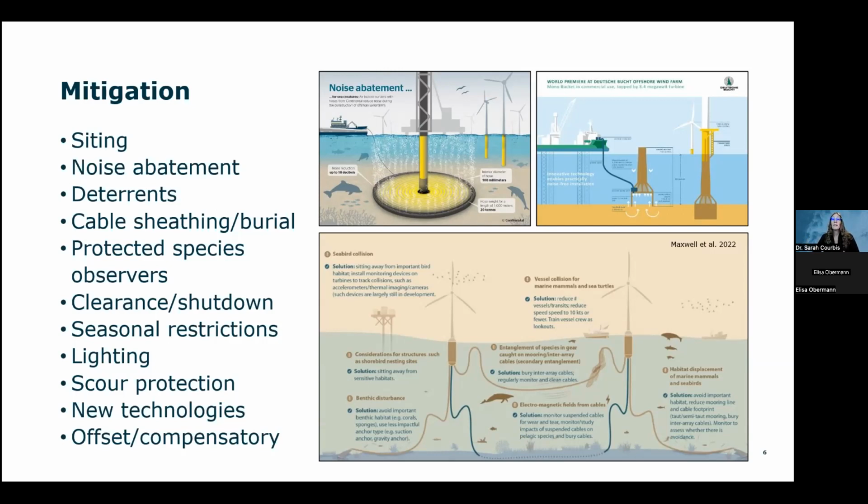But the first way to mitigate is, of course, good siting. So you want to be choosing places to install wind farms where you are less likely to have significant impacts on habitat or wildlife.